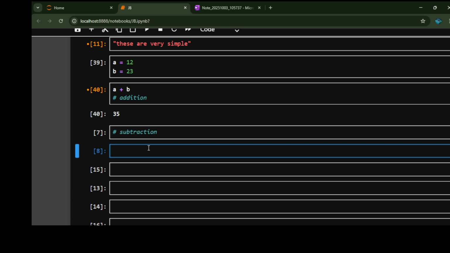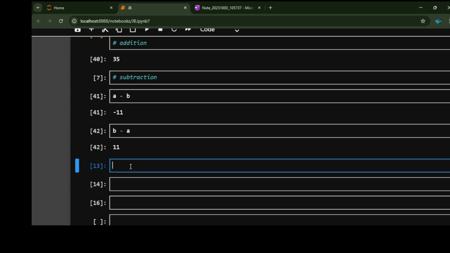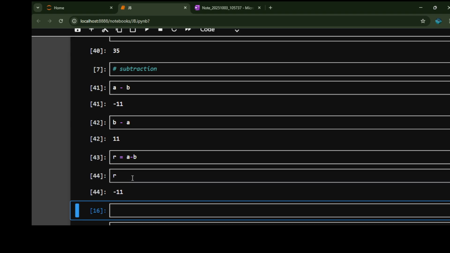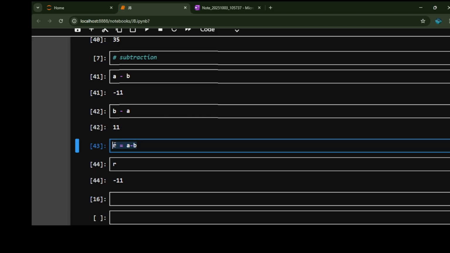Then we have subtraction. Symbol is minus sign. Using it is very simple process. a minus b, we will get minus 11. If we try to write b minus a, then we will get 11. We can also store the result in another variable. How to do that? Suppose r is the result, and it stores a value of a minus b. Then r will be equal to minus 11. This is how to store a result of two variables in a third variable.